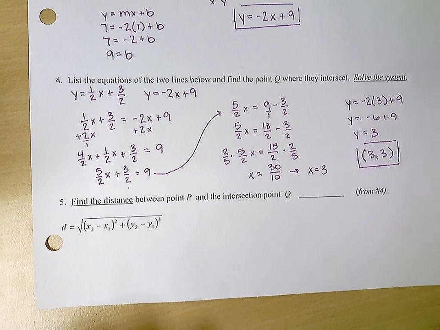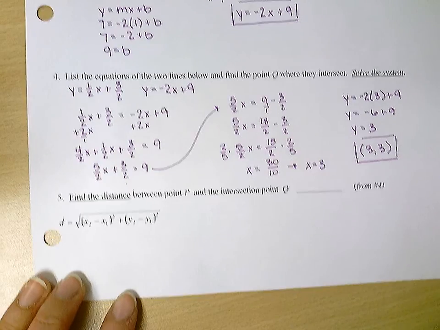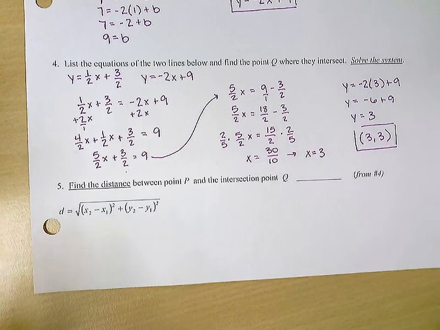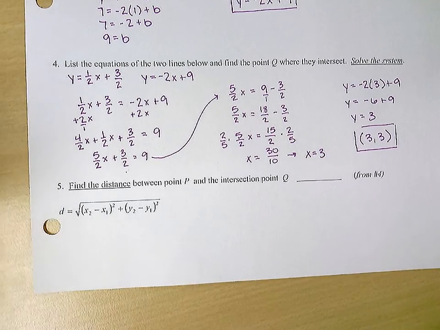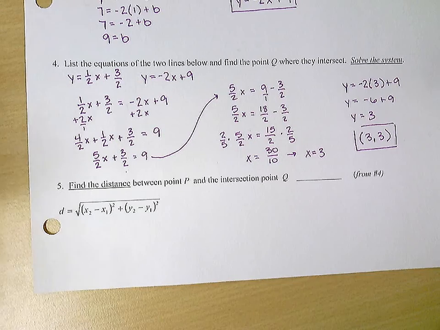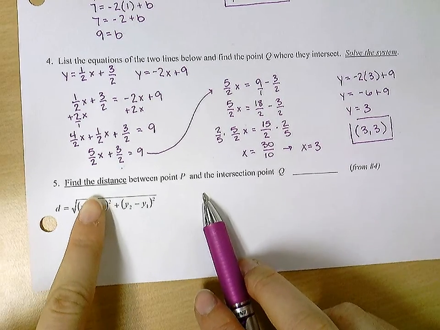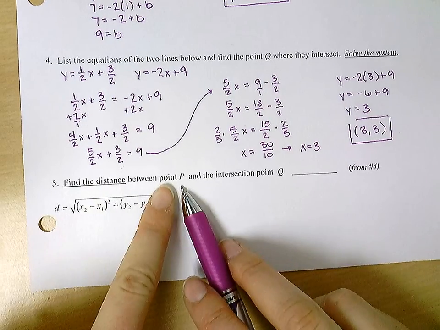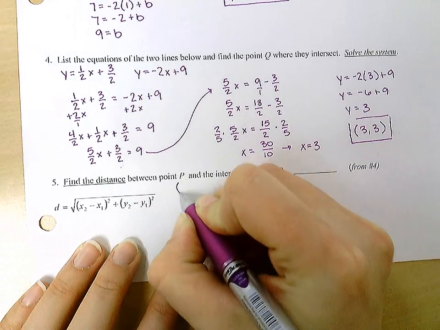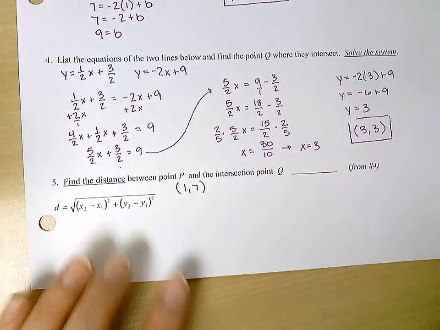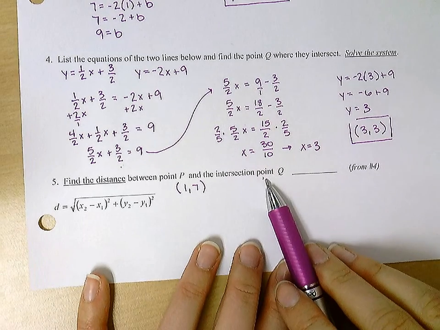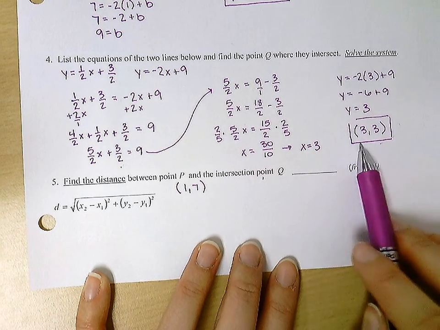Okay, last thing I need to do is find the distance between those points. So I'm trying to find the distance between line A and point P. So point P has to be one of my points that I'm using. That's what it says in number 5. So we're finding the distance between point P, which is at 1, 7, and our intersection point that we found on line A, that's at 3, 3.